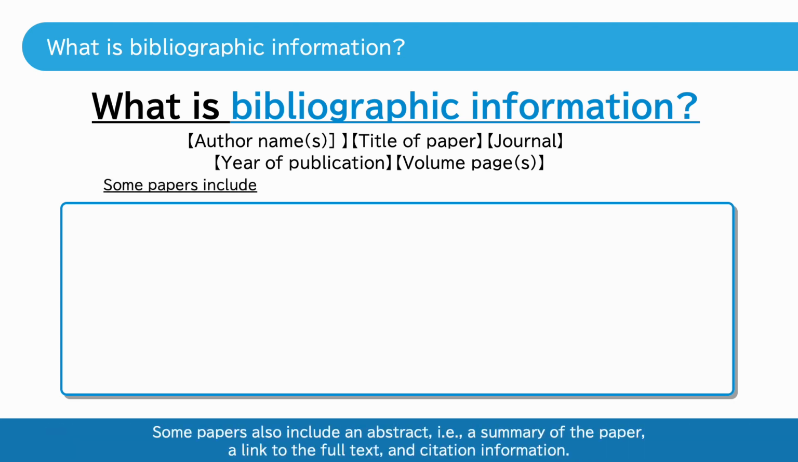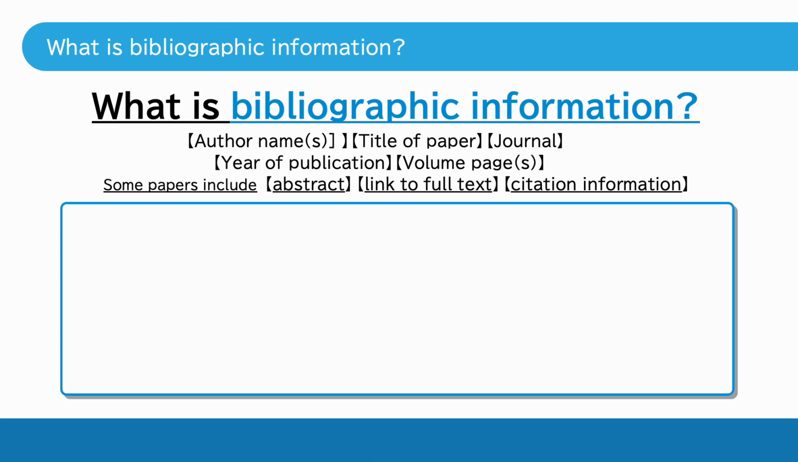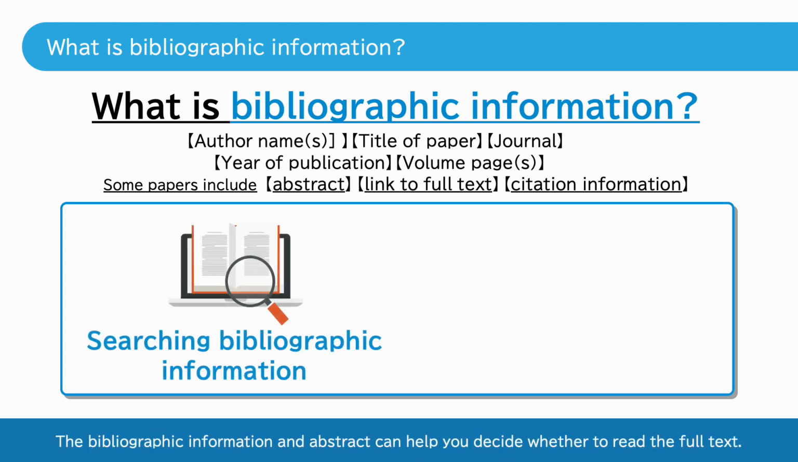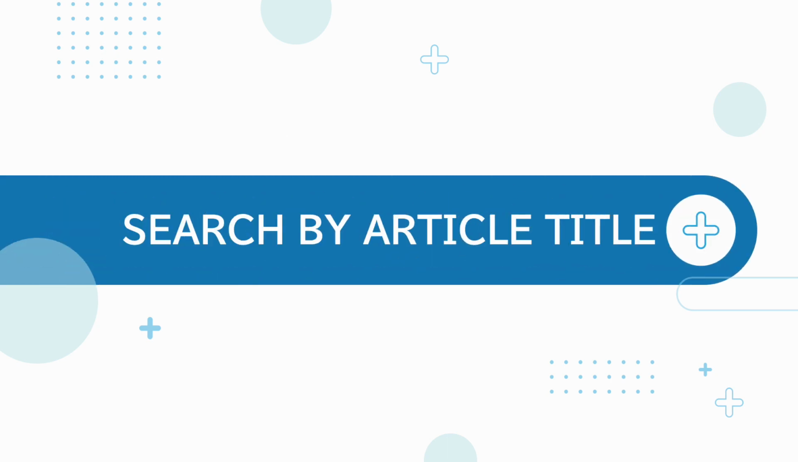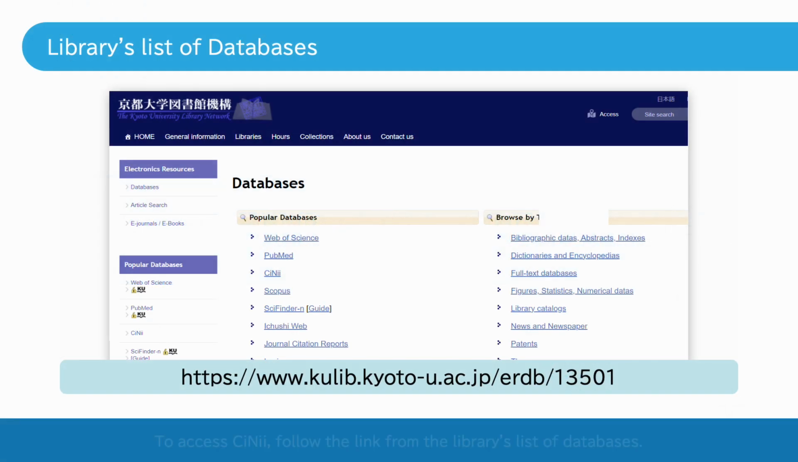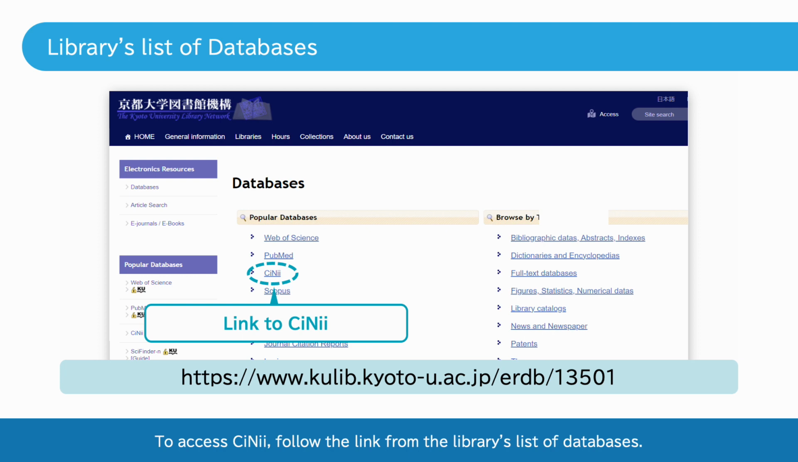Some papers also include an abstract, that is, a summary of the paper, a link to the full text, and citation information. The bibliographic information and abstract can help you decide whether to read the full text. Let's start by searching for papers in CiNii by title. To access CiNii, follow the link from the library's list of databases.